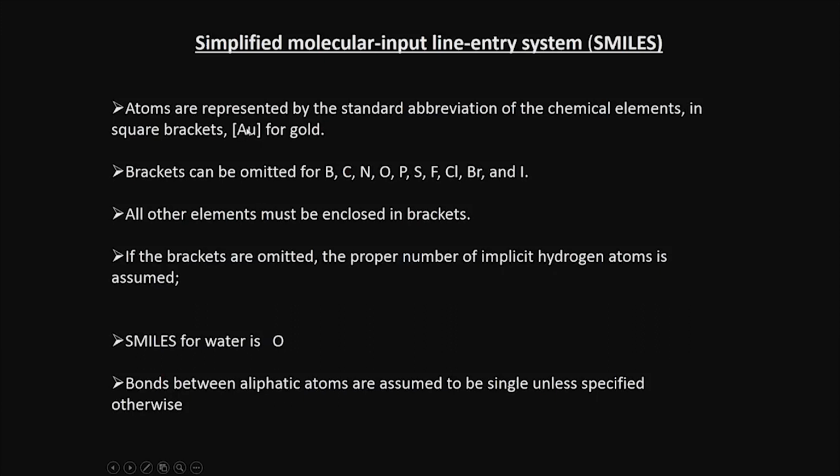So you do not need brackets like this. They can be omitted for boron, carbon, nitrogen, oxygen, phosphorus, sulfur, all those things, whereas for other elements, if it has got two characters, we need to enclose them in square brackets. If the brackets are omitted, the proper number of implicit hydrogens is assumed. So hydrogens are automatically assumed, you do not have to put them. The SMILES for water is O, because it assumes that O has a valency of two, so 2 H's are assumed. Bonds between aliphatic atoms are assumed to be single unless specified.